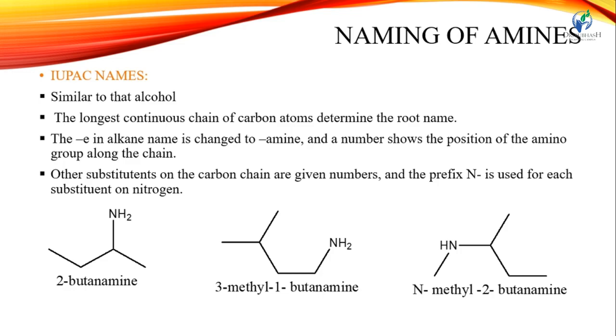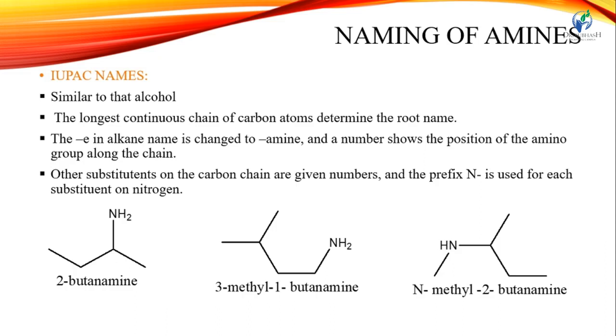Then, based on the IUPAC naming system, it is similar to alcohol. The longest continuous chain of carbon determines the root of the name. First, you find the number of carbons present in the structure, like 1, 2, 3. As per that, if 4 carbons are present, you name it butane; 5 carbons, pentane; 3 carbons, propane. So the longest continuous chain of carbon atoms determines the root of the name.